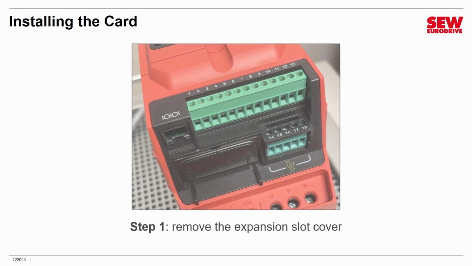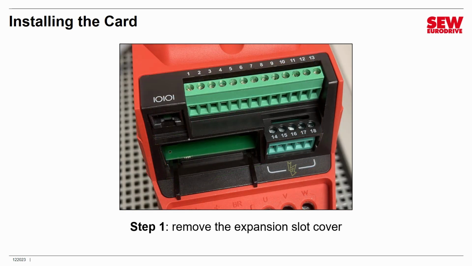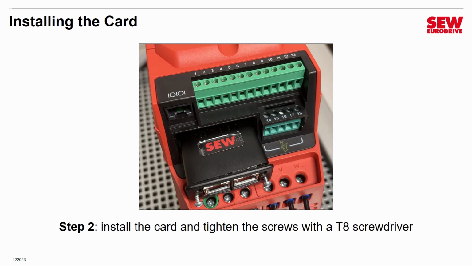It's extremely simple. First of all, you need to remove the expansion slot cover, and you can just pop that off with your finger right here. And behind that is a slot. Then install the card by sliding it in until the connector mates, and then tighten the screws with a Torx 8 screwdriver, a T8. Kind of unusual, it's a little tiny screwdriver. That secures the card in place, and that's all you have to do. You're now ready to go.